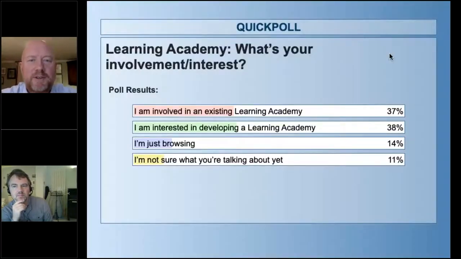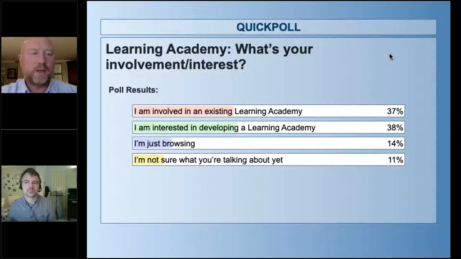So that's really interesting. Thank you everyone for doing that. We can see that almost an equal number of you are involved in an existing learning academy and are interested in developing one. And a few of you are browsing, and a few of you don't know what I'm talking about, or Nick's talking about, and hopefully we can sort that out for a start.